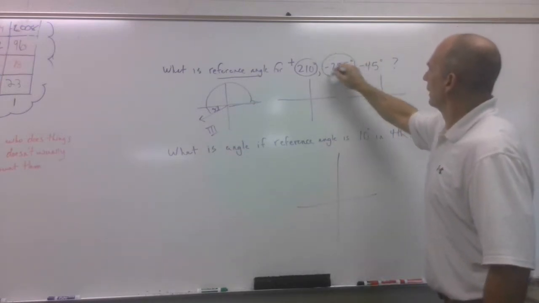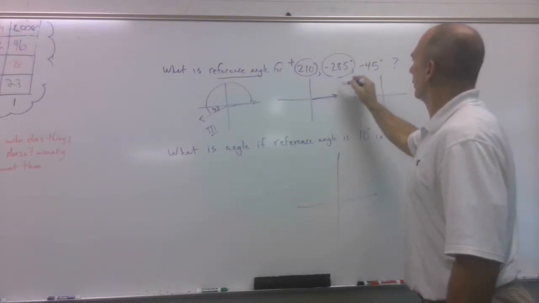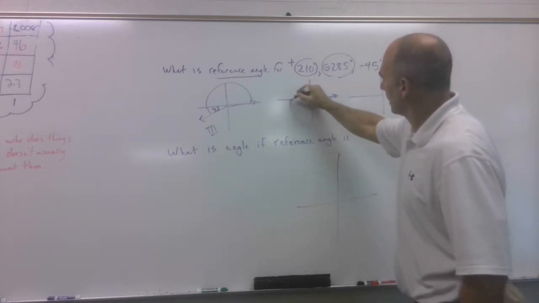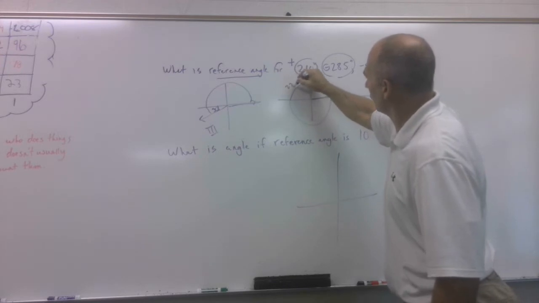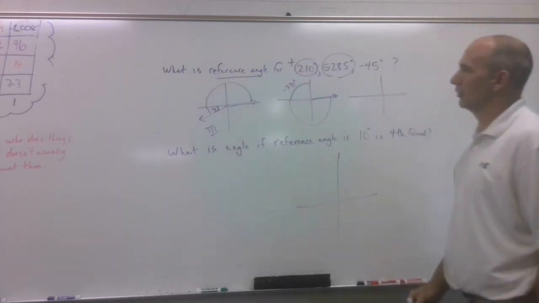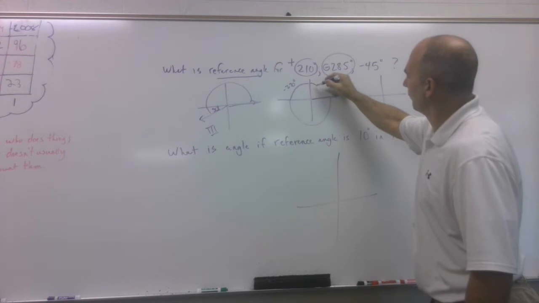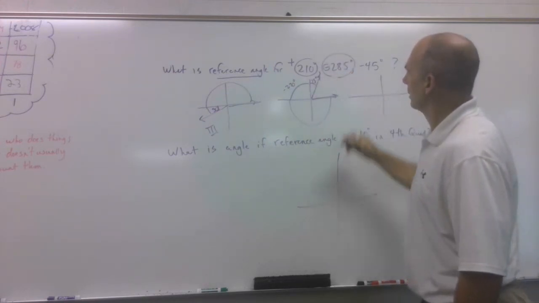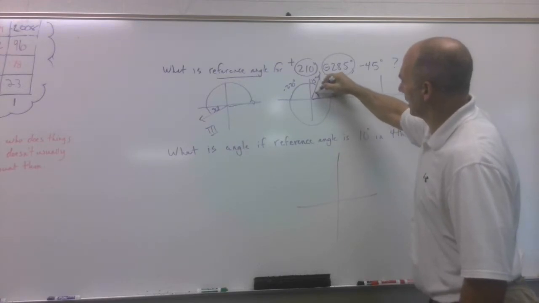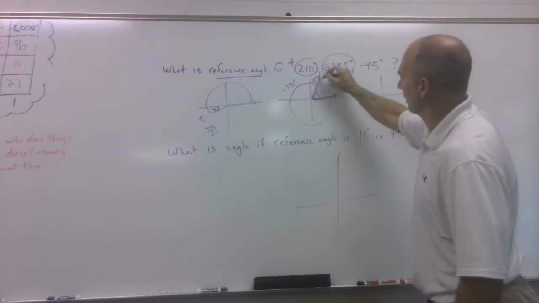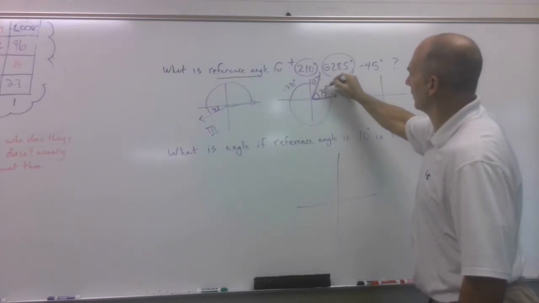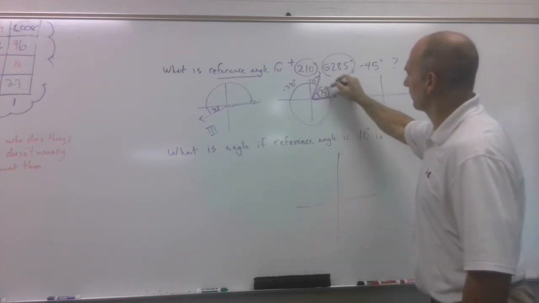What about negative 285? Well, that starts here. You got to go down. So look, that's 90 plus 90 plus 90, a total of 270 in the negative direction. I have to go another 15 in that direction, and my reference angle is right here. It's not here, it's right here. It's between my x-axis and my spinner. So that's 15. So what would this be? It'd be 75 degrees. That's my reference angle.